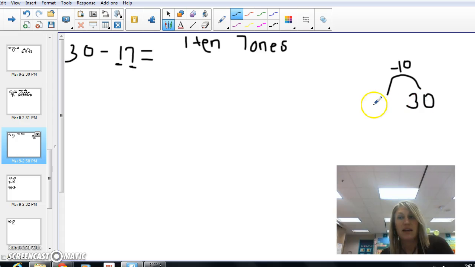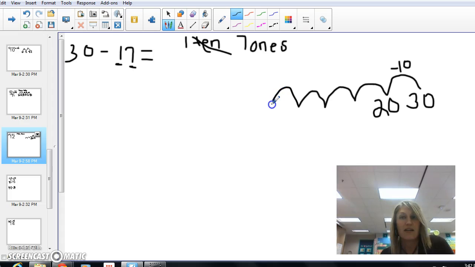So 30, count backwards, would be 20. Now I'm ready. I can cross off my tens. Now I'm ready for my 7 ones. So I'm going to make 7 jumps. 1, 2, 3, 4, 5, 6, 7. And I'm going to count those.